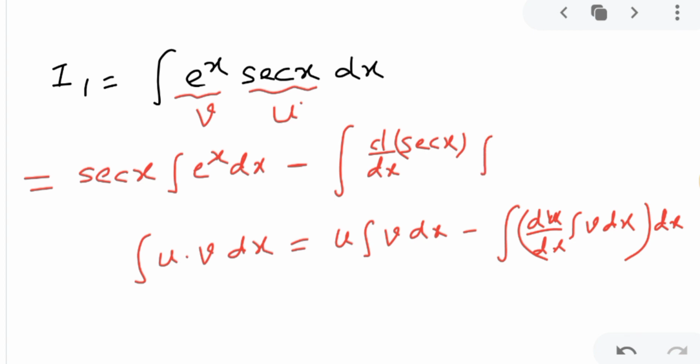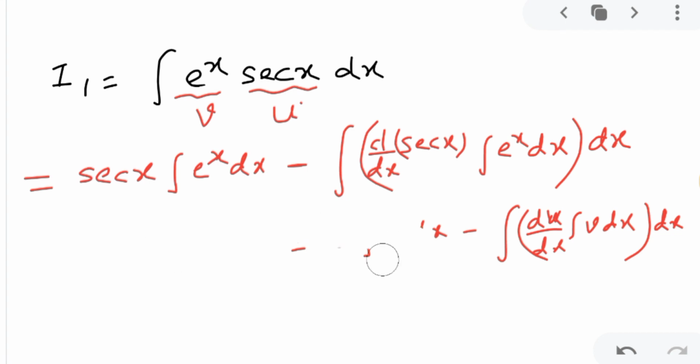And integration of v dx. v means e to the power x, so e to the power x dx. Whatever result I get for this, I will do the whole integration of it. So first we have to solve this, then I will do the integration, okay? So I wrote this using the formula.